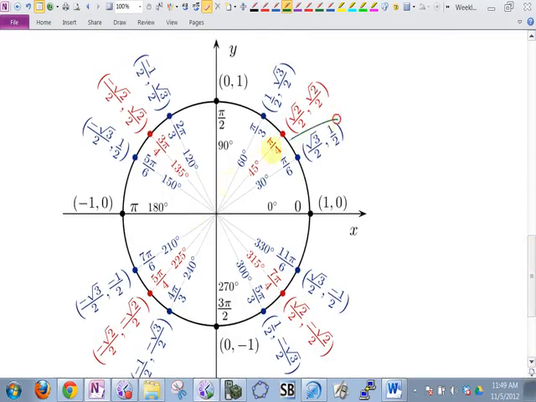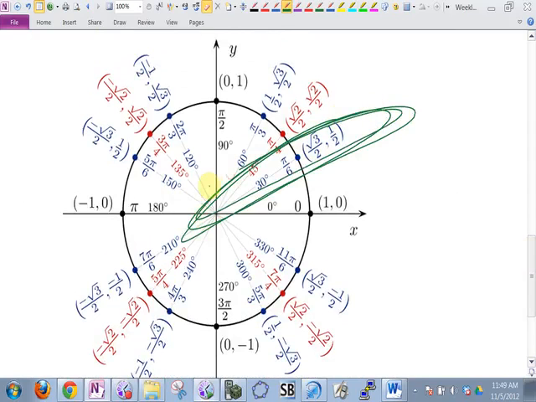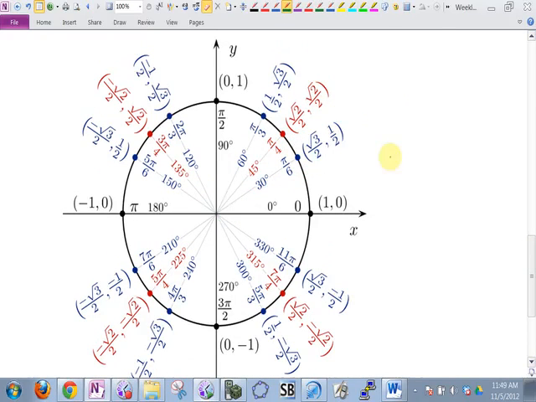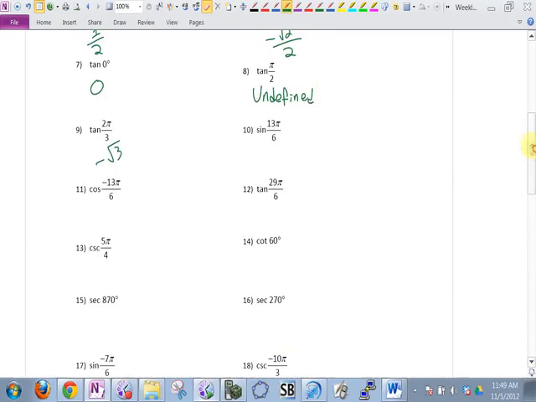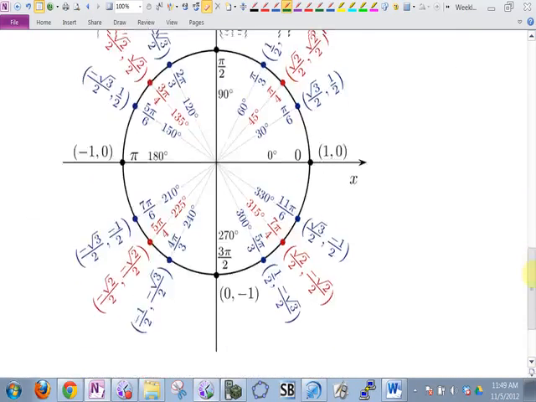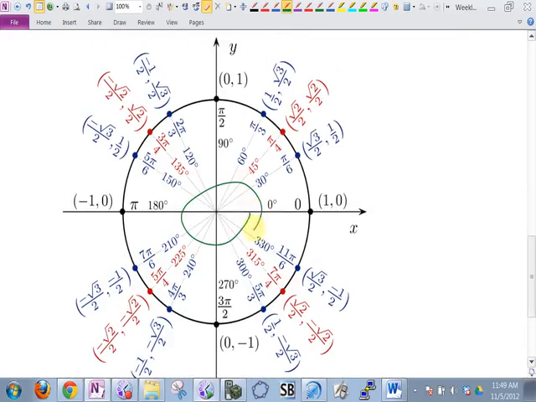The sine of 13 pi sixths. Well, 13 pi sixths is this angle right here. It's just 1 pi sixth past 12 pi sixths, 1 full rotation. So that's the y coordinate, so the answer is 1/2. Cosine of negative 13 pi sixths. Negative 13 pi sixths would be this angle right here, of which the cosine is positive radical 3 over 2.